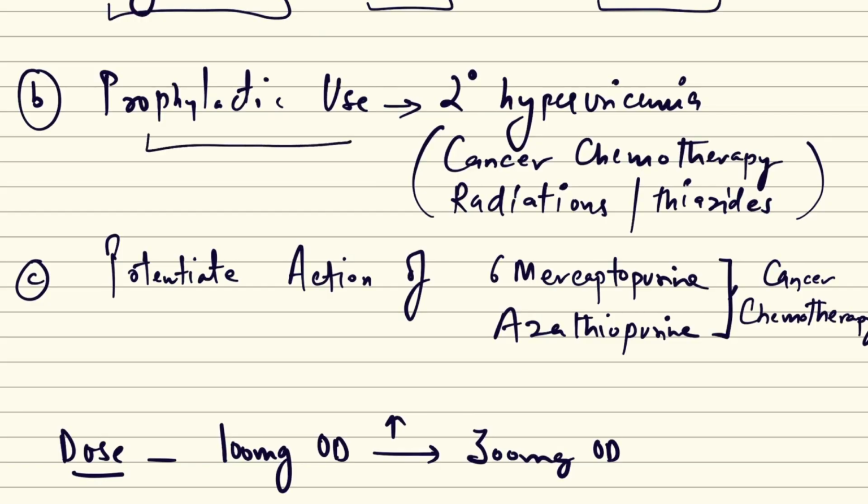They are also used prophylactically in secondary hyperuricemia. Secondary hyperuricemia is seen with cancer chemotherapy, with radiation exposure, and in those taking thiazide diuretics. We have to give allopurinol prophylactically to these patients.